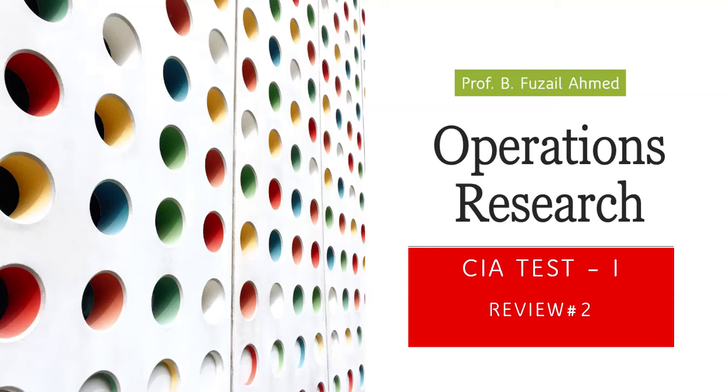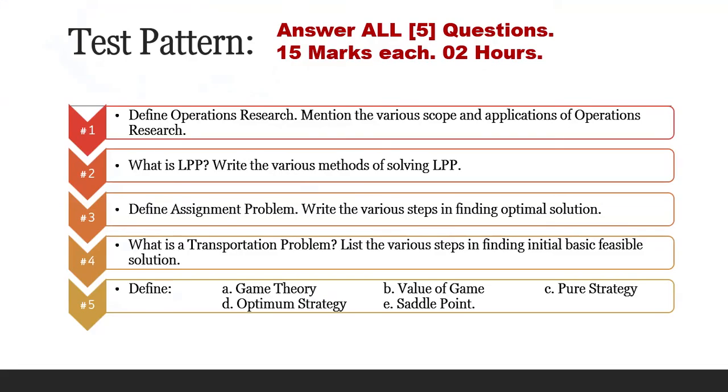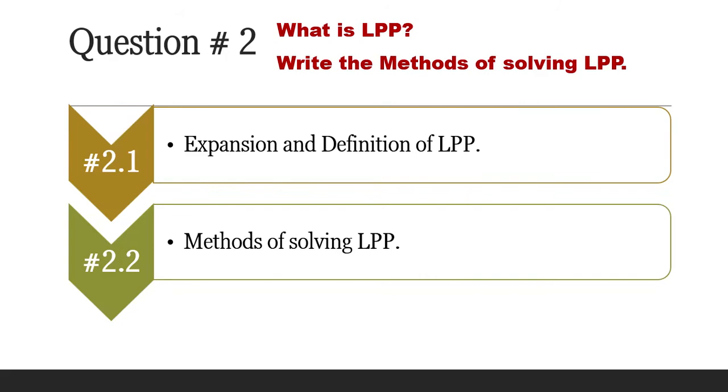As part of Operation Research CATS1 review questions, today we are going to discuss question number 2. What is LPP? Write the various methods of solving LPP. So this question has two components. One is the expansion and definition of LPP. We need to first expand what is meant by LPP and then define the LPP. And the second part is the methods of solving LPP as per the syllabus given to you. We'll discuss two methods.